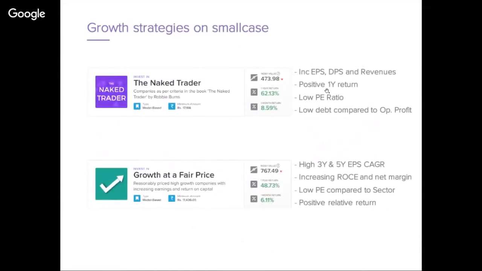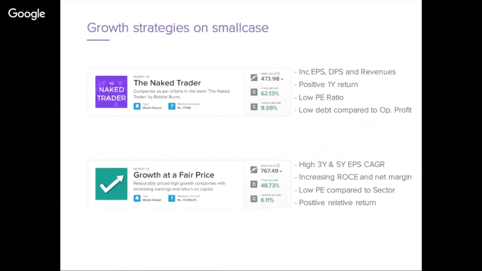Now let's quickly look at the examples of growth investing strategies that you can find on the smallcase platform. The first one is the Naked Trader smallcase. The smallcase selects companies as per the criteria in the book Naked Trader by Robbie Burns. And the first of the factors used in creating this smallcase that I've listed here is basically increasing EPS, DPS, and revenues. So right now, using this factor, this strategy is trying to find companies which are experiencing high growth. That is, there's a growth in revenue, there's a growth in earnings, and there's a growth in DPS, that is the dividend distributed to shareholders also.